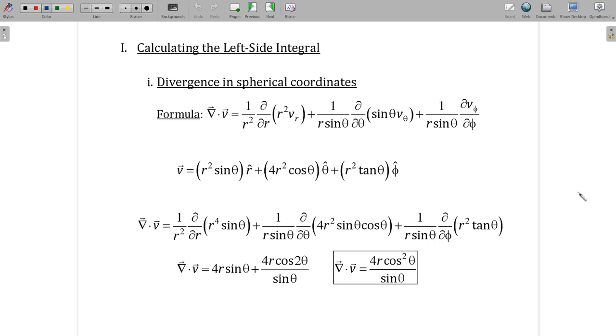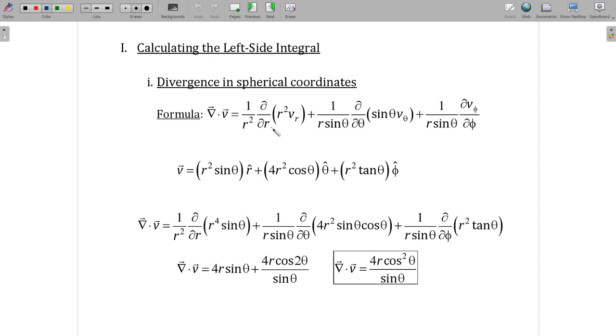So here we have the formula for the divergence in spherical coordinates, and there is a derivation for this formula, given in the appendix of the textbook, but we are not going to go into that derivation right here. We are just going to use the formula as we are given.